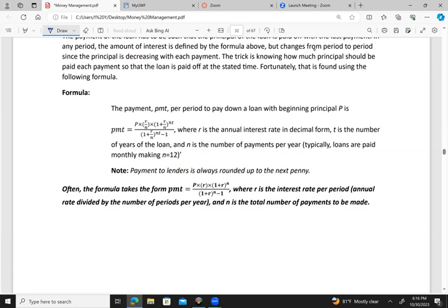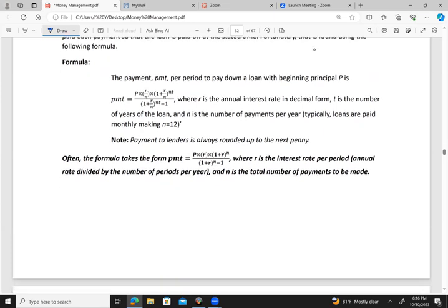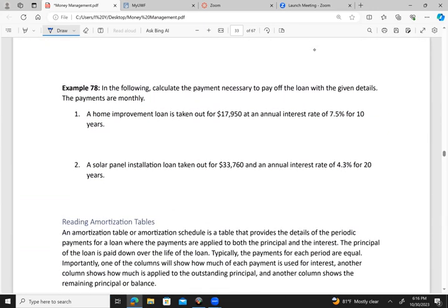Also, the formula takes the form of payment equals P times R times 1 plus R to the N over 1 plus R to the N minus 1, where R is the interest rate per period, the annual rate divided by the number of periods per year, and N is the total number of payments to be made. So in the following, calculate the payment necessary to pay off the loan with the given details. The payments are monthly. So we're looking at that same formula.